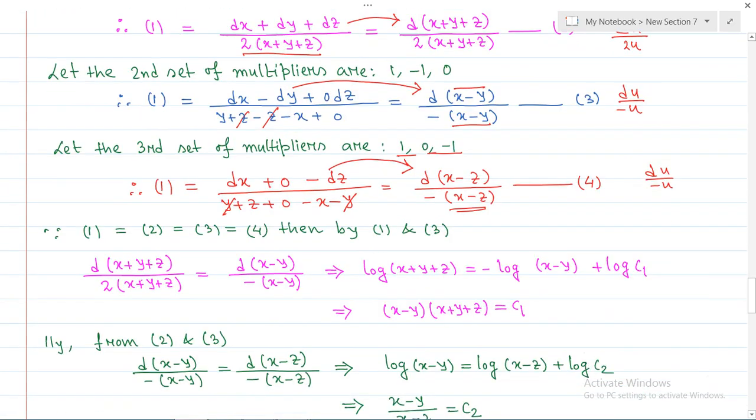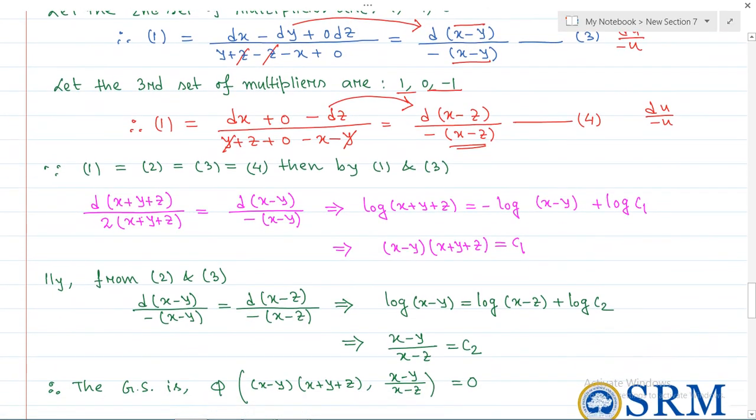Therefore, since 1, 2, 3, 4 all are equal, I can take any two terms, right? So I am taking first 1 and 3. If I take 1 and 3 together, d of x plus y plus z upon 2 into x plus y plus z equals d of x minus y upon minus of x minus y.